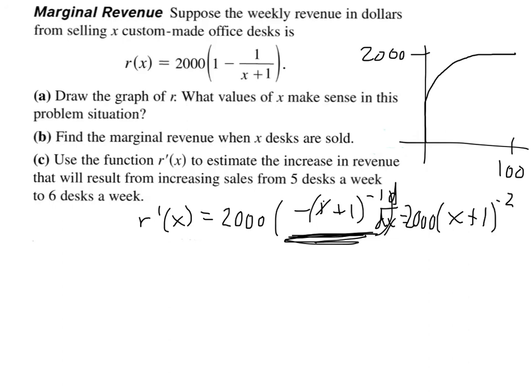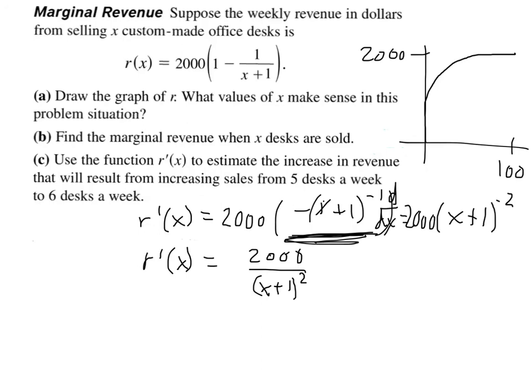Really, when you do this, this is called the chain rule, and we haven't really gotten to it, but you think of it as the derivative of the outside, leave the inside alone, then take the derivative of the inside. The derivative of the inside is just 1 though, so it's not going to change it. So it works this time. So this would be our marginal revenue when x desks are sold. You'd probably see it written as R prime of x equals 2,000 over (x plus 1) squared. That's probably closer to how you'd see it.